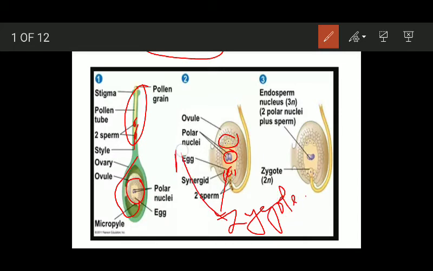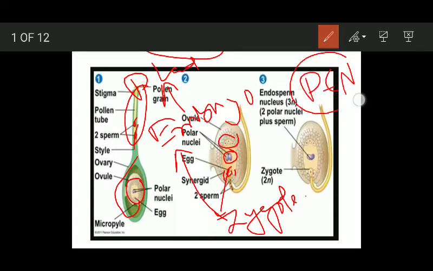This zygote develops into embryo, and embryo gives rise to plant. The other male gamete moves towards the center of the embryo sac and fuses with the polar nuclei and results in the formation of PEN, primary endosperm nucleus. This primary endosperm nucleus originated as a consequence of fusion of three nuclei. It formed because of fusion of three nuclei.